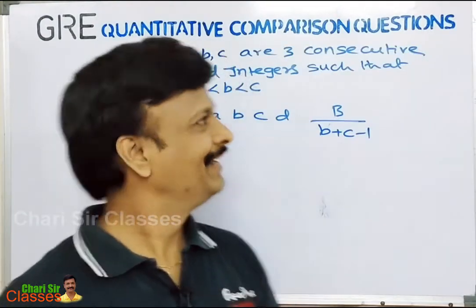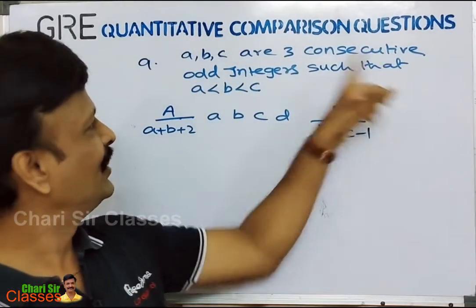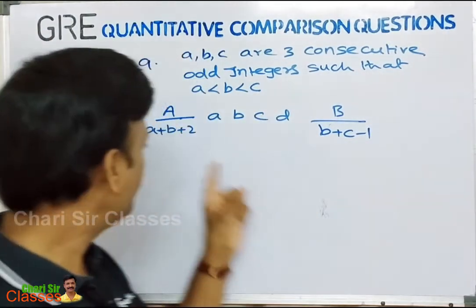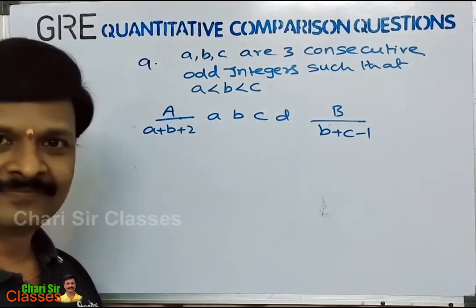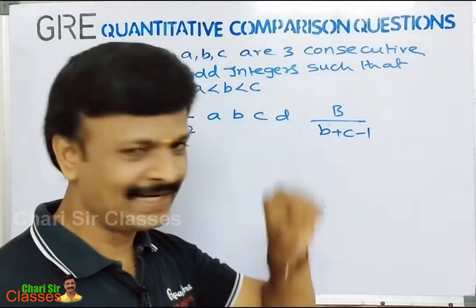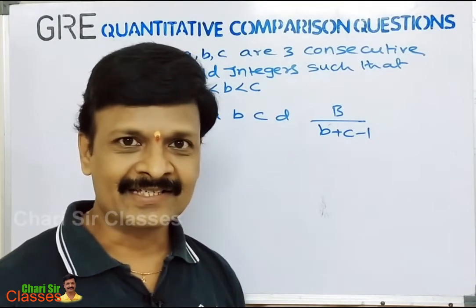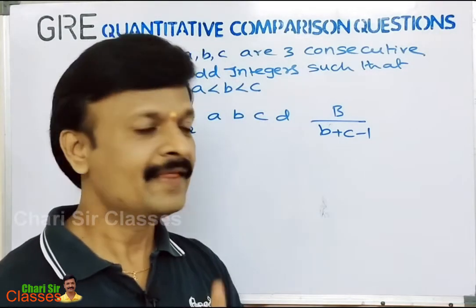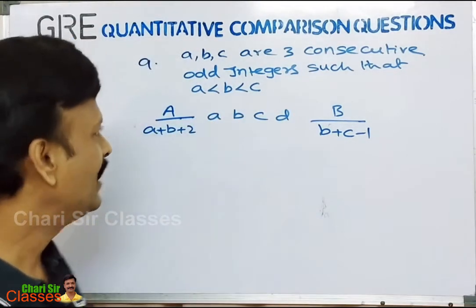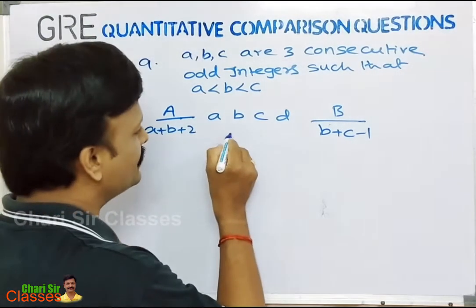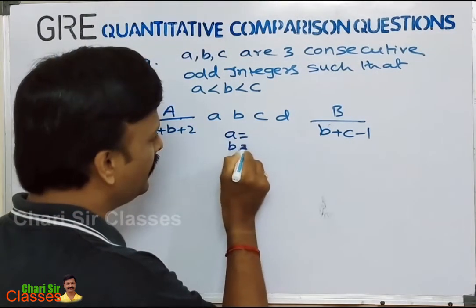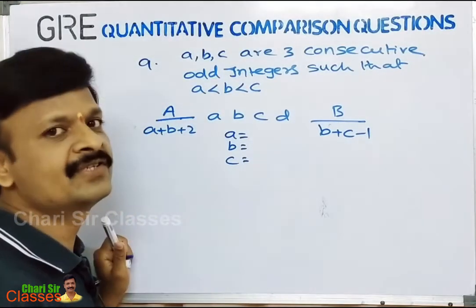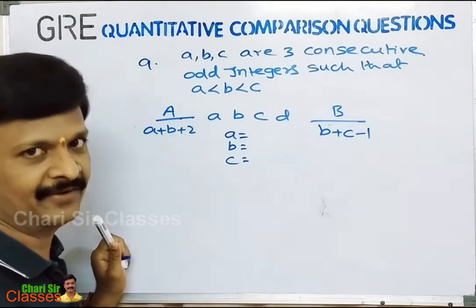Question number 9. A, B, C are three consecutive odd integers such that A is less than B is less than C. Quantity A is A plus B plus 2 and quantity B is B plus C minus 1. Odd integers, so you can take either positives or negatives. They must be consecutive. Let us take the values for A, B, C. First let's start with positives, then we also consider the negatives.